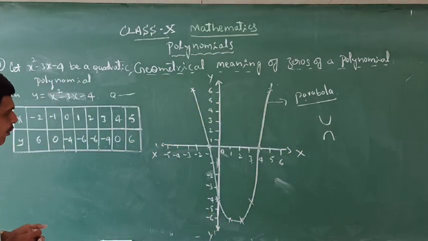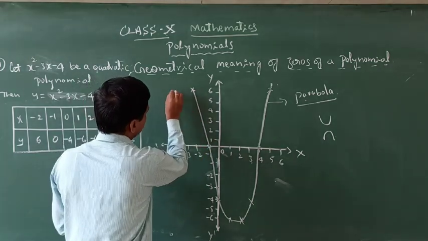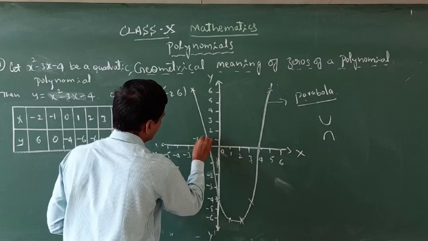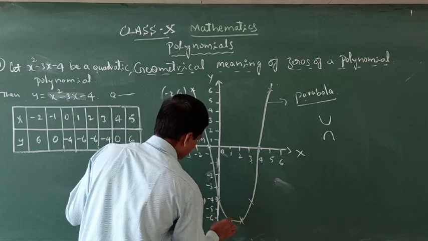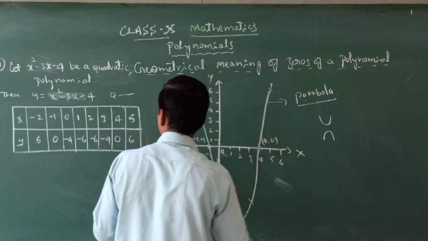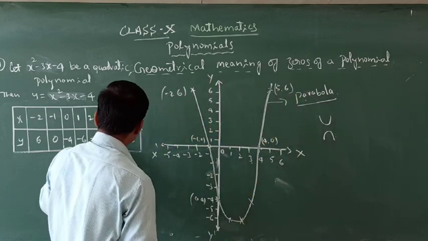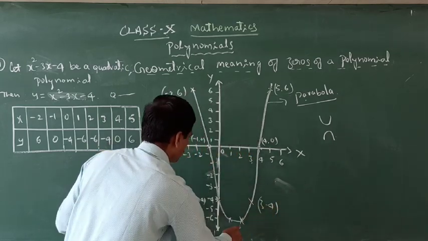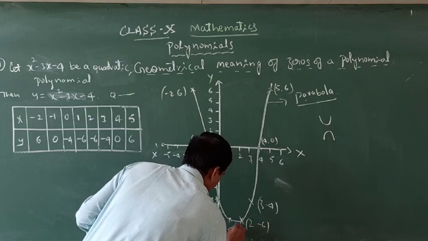Now observe carefully, in which points? Consider all points are here. It is minus 2 to 6 over here, and minus 1 to 0 over here. Next one is 0 to minus 4 over here. 4 to 0 over here. Next 5 to 6 over here. Next one here is 3 to minus 4, and here 2 to minus 6, and here 1 to minus 6.